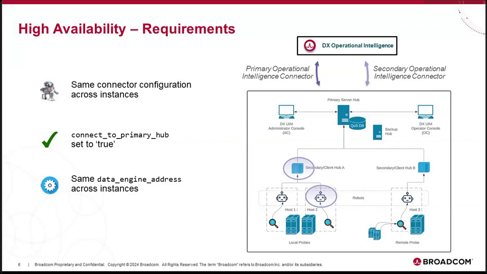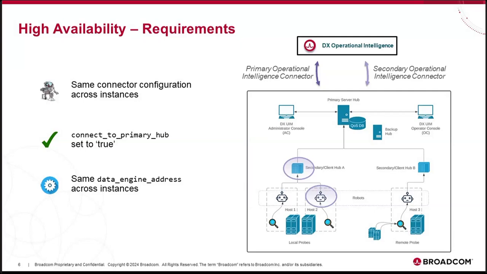The primary hub has the primary instance. The secondary instance you can place either on the secondary hubs or any robot that's connected to the secondary hubs. You need to have the same connector configuration across these instances. There's a flag called connect to primary hub that needs to be set to true. And the data engine address across these instances needs to be the same. That's it. Nothing beyond that. It's as simple as that.